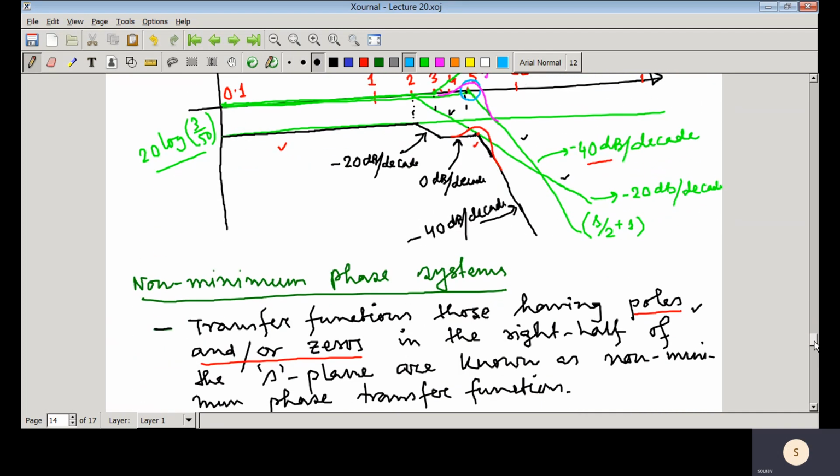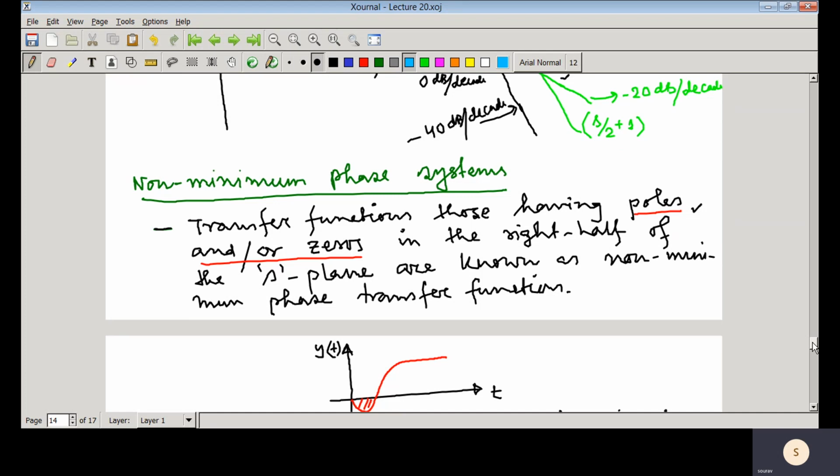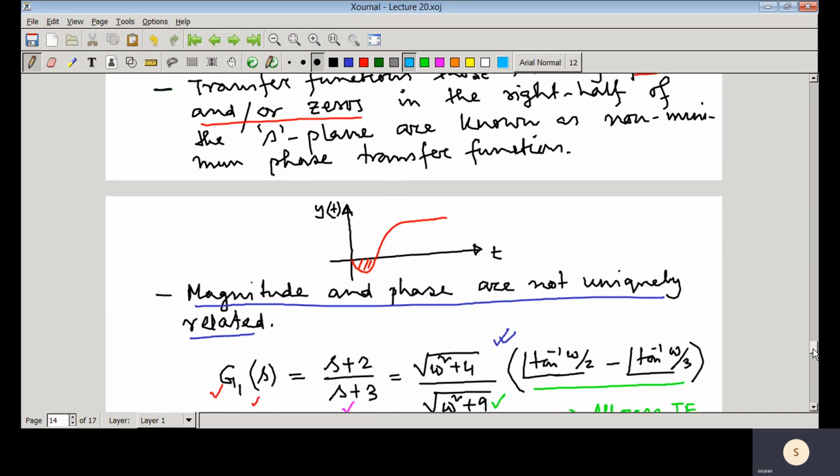Then we have discussed what is a non-minimum phase system. By definition, if a transfer function has a pole or zero on the right half of the S-plane, then it is called a non-minimum phase system. But conventionally we take, if the system has a zero on the right half of the S-plane, then it is called a non-minimum phase system. In the time response we see a negative kick, which is called undershoot.